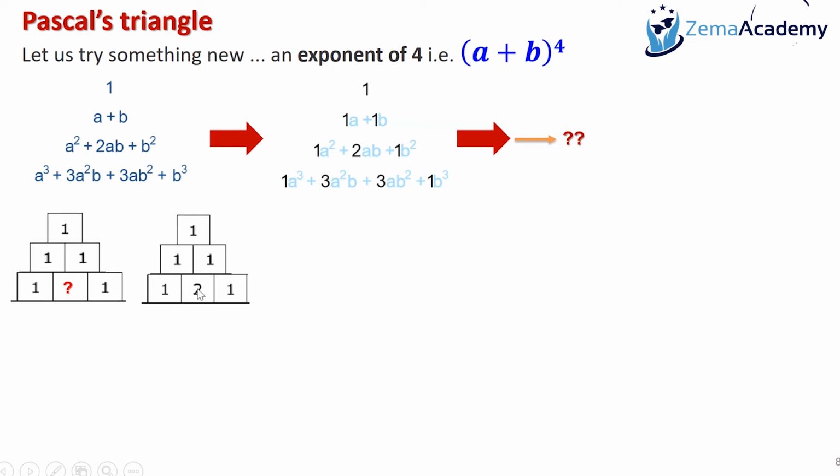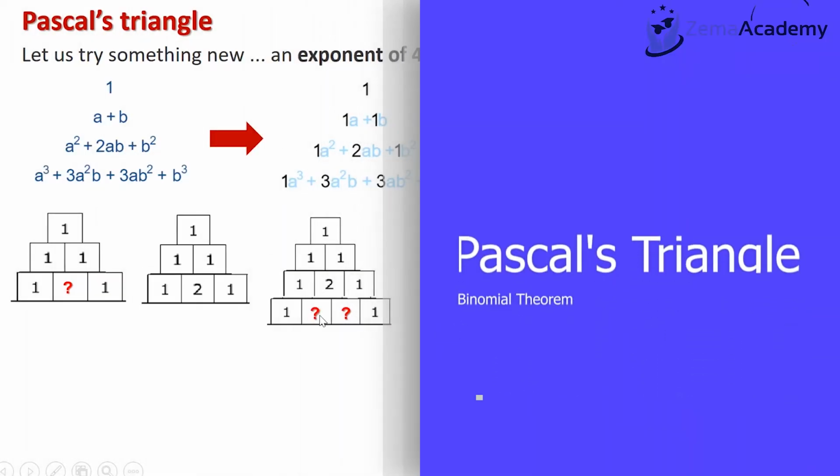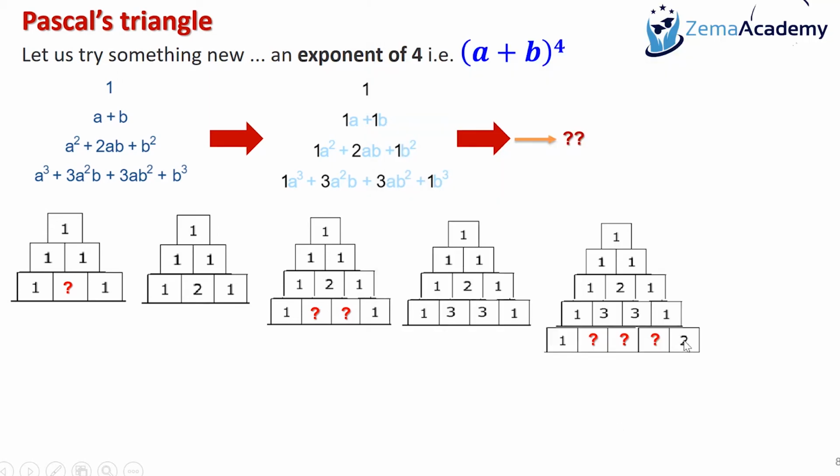Next, I take another row. And when I take another row, my start should be 1 and my end should be 1. So the middle values are unknown. What I need to do is take the top two ones. So 1 plus 2 is 3. And then I take this 2 with this 1 and it will also be 3. So this is how I got 1, 3, 3, 1. Now based on that, give me the answer. Sorry, this should be 1. So this is my triangle.